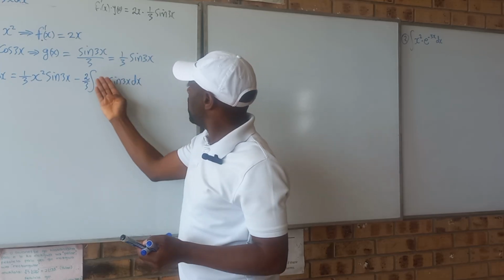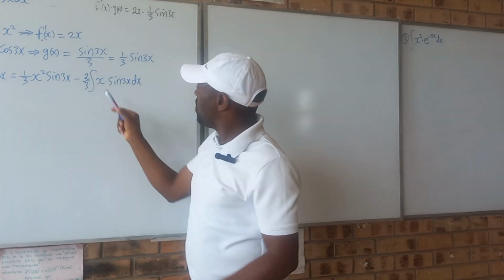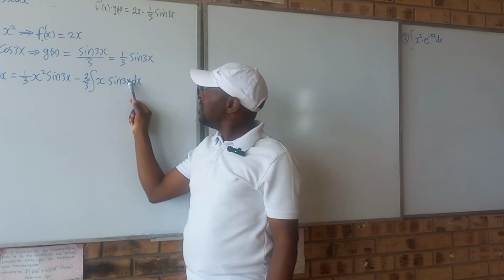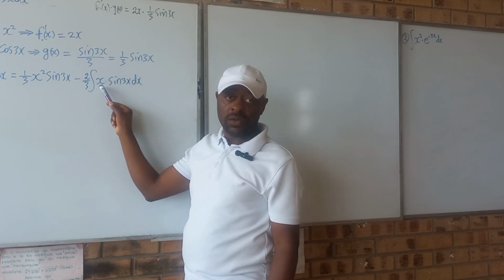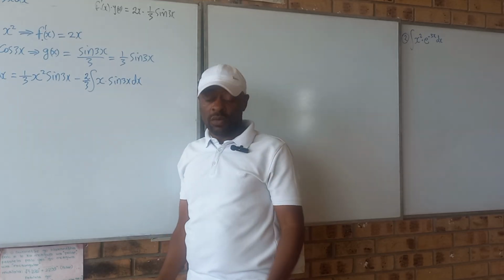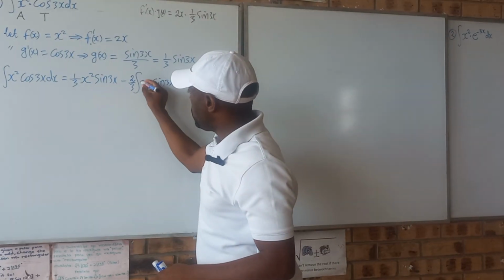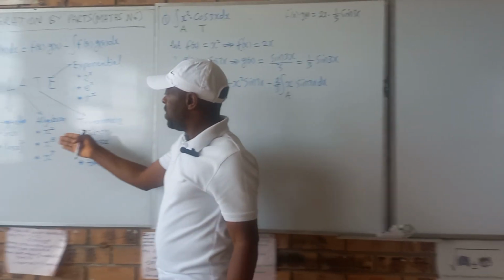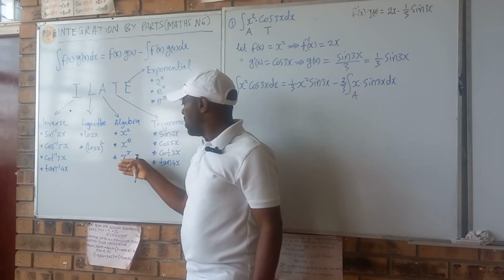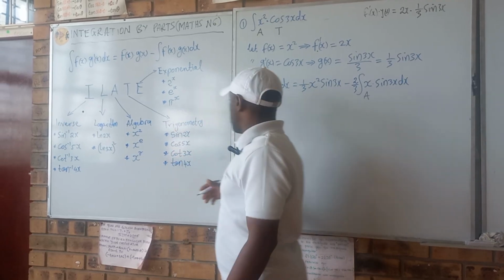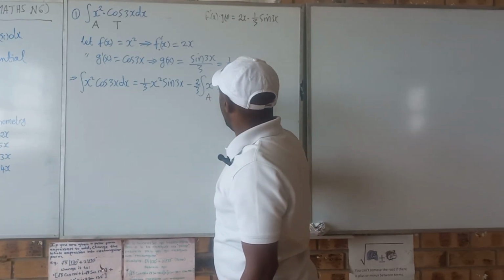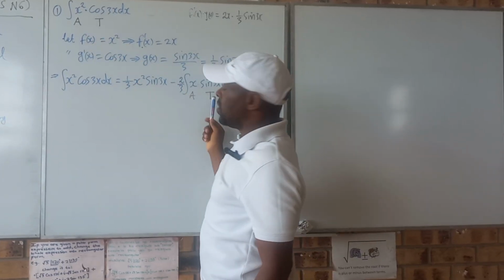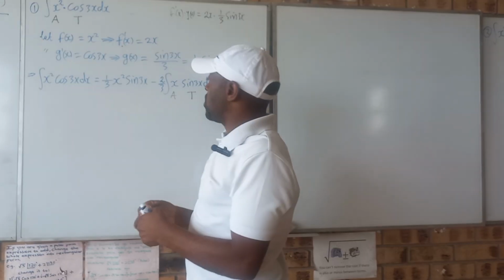If I look at this again, this is still a product where if I differentiate x, I'll never get sine 3x. If I differentiate sine 3x, I'll never get x. So it still reminds me that I'm still under integration by parts. So x is like x to the power 1, which falls under algebra. Then sine 3x falls under trigonometry. And if I study ILATE, again, algebra, just like before, comes before trig. So it means I still have to apply integration by parts again.